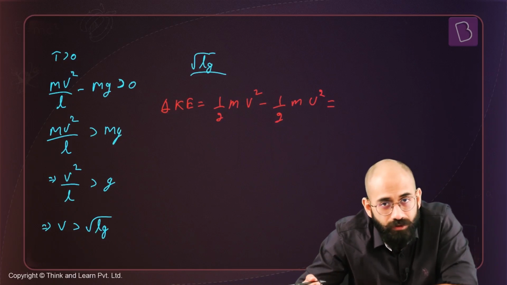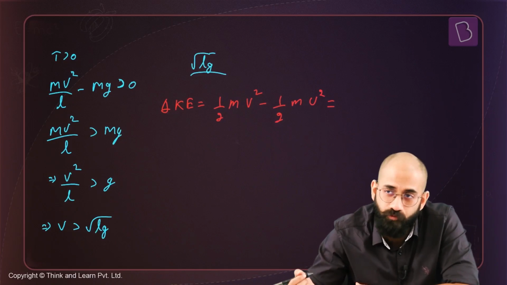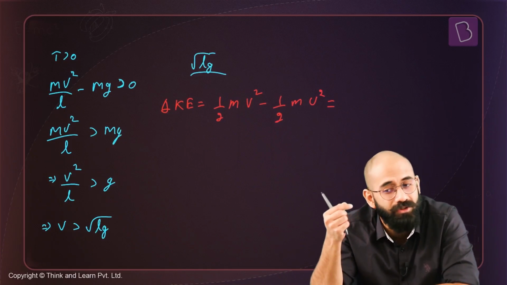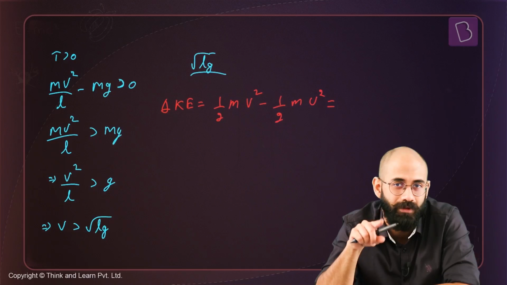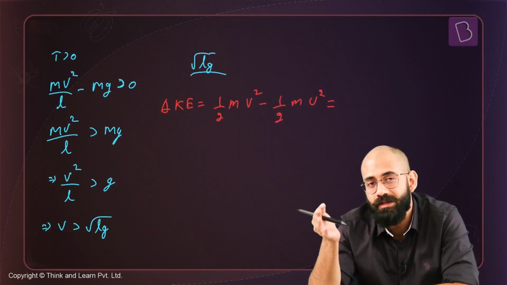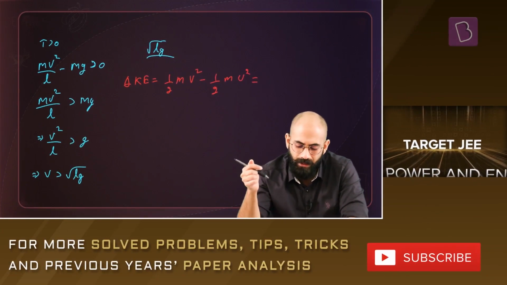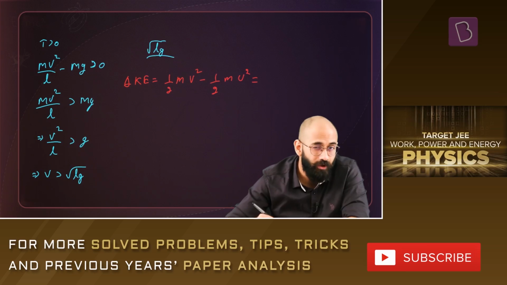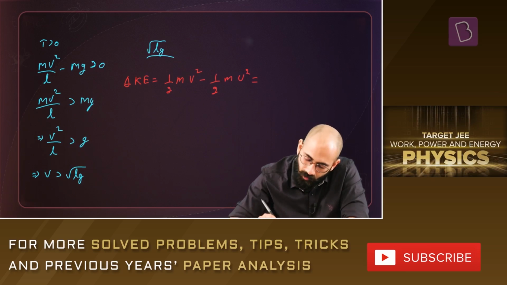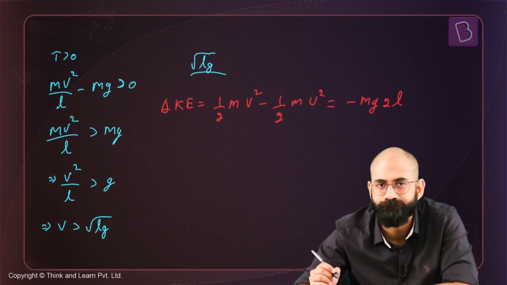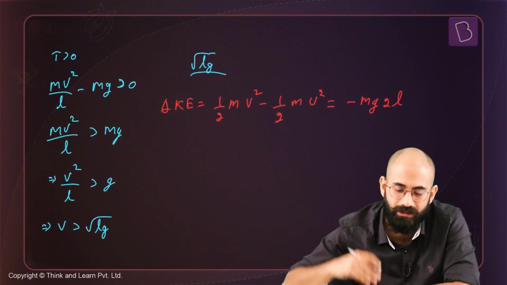Here there are no non-conservative forces. The only force here is gravity, right? Of course there's tension as well, but tension is always going to be perpendicular to the displacement in that frame, right? So there is no work done by tension in this case. There's only work done by gravity. So what is the work done by gravity? Gravity is pulling downward. It's moving a distance of 2L. So work done by gravity is minus mg into 2L. Correct? Because that's the displacement.